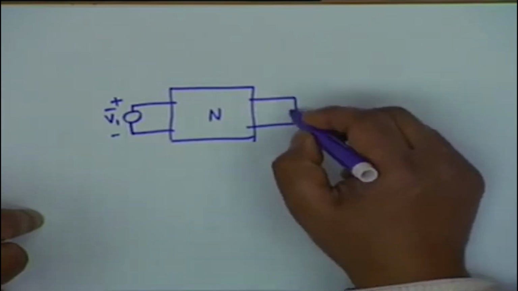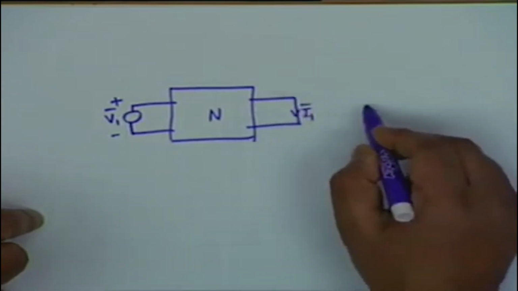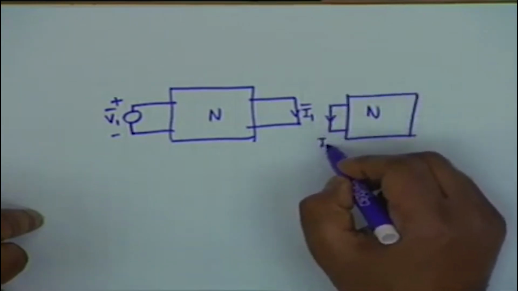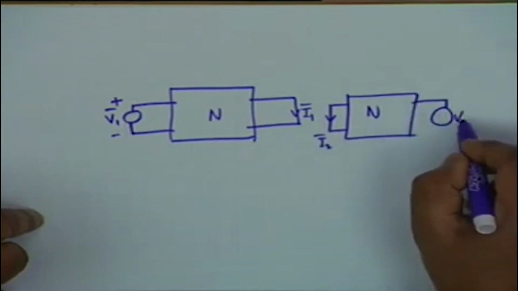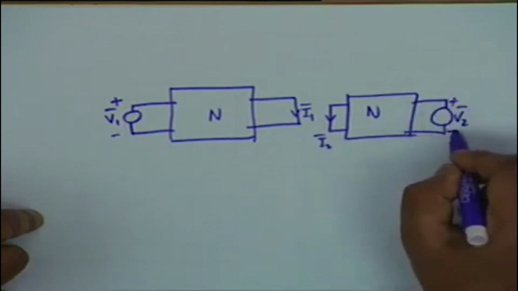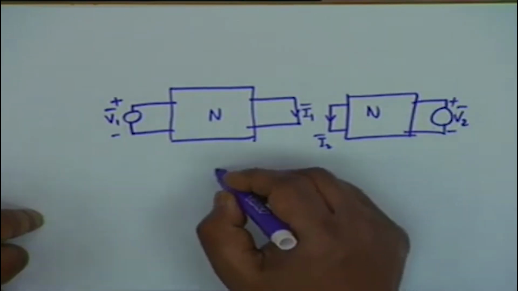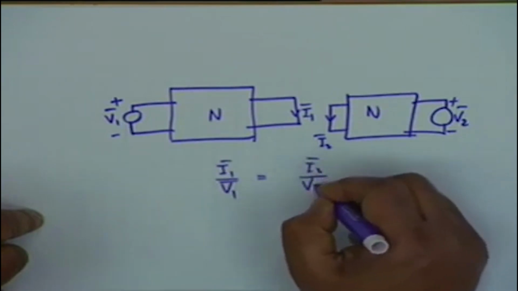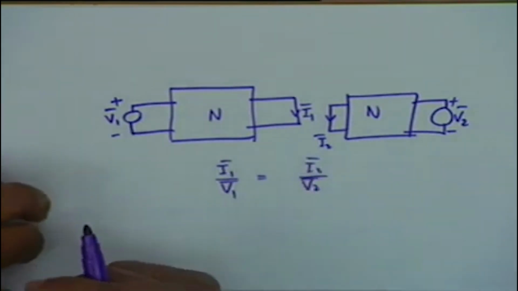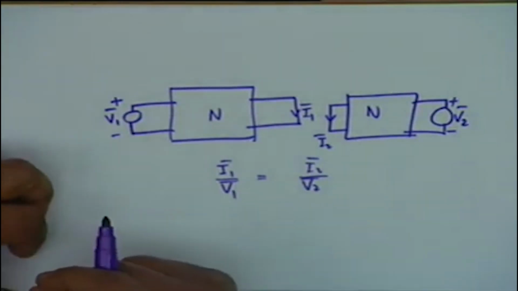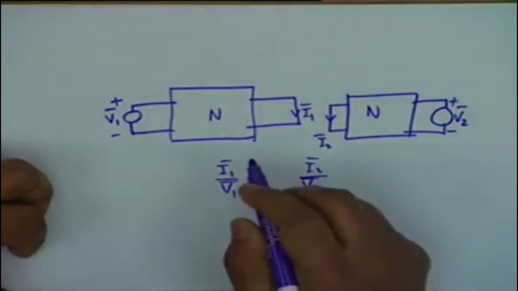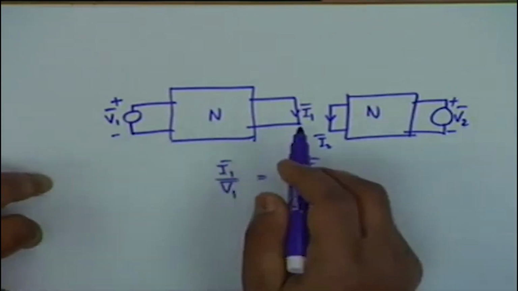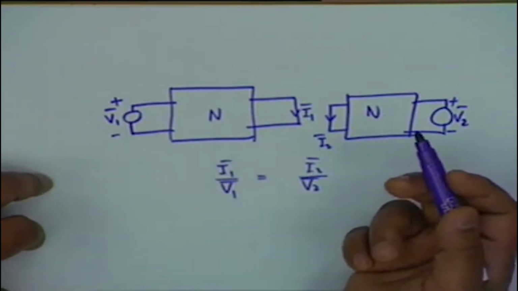If you apply a voltage source here and measure the current, and in the same network you measure the current here due to a voltage source here, while the ratio is the same, that is I1 by V1 is equal to I2 by V2, that is, the transfer admittances are the same, then the network N, well, this is a statement of the reciprocity theorem: that if the excitation and the response are interchanged, there is no change in the ratio.